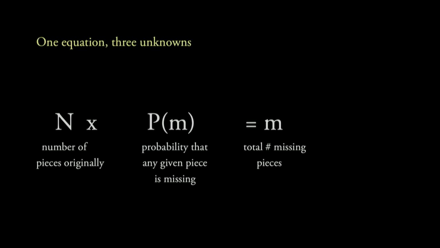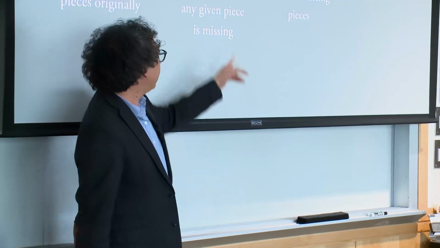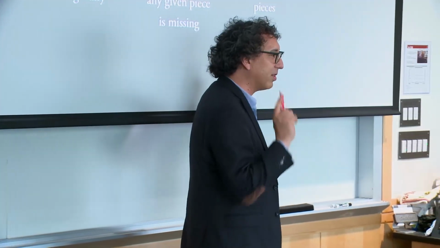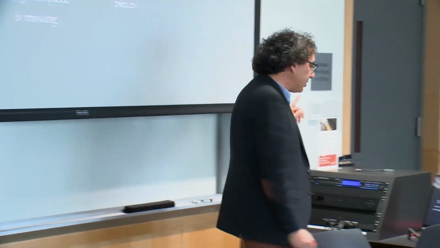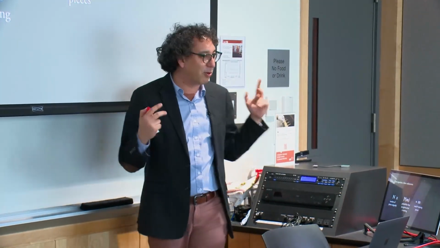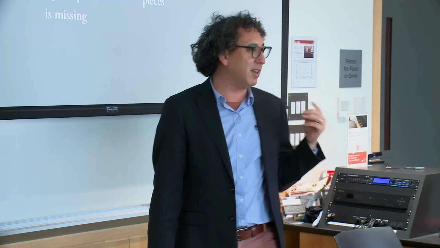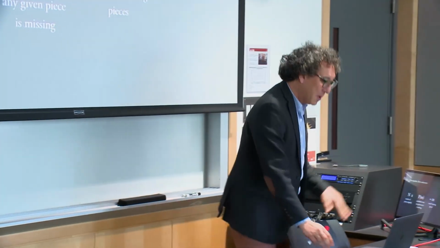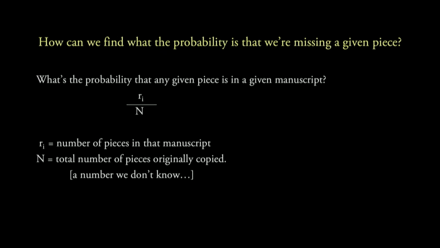So I started coming up with formulas to do this type of thing, and I realized that there's an equation that tells us the number of missing pieces. All you have to do is you take the number of pieces you originally had, and you multiply by the probability that any piece would be missing. Tell me if I'm wrong, you're the MIT students. It equals the total number of missing pieces. And it's a super great, super simple formula, except that it's a formula with 3 unknowns. We don't know any of these 3 numbers. But we can kind of figure out some of these things.